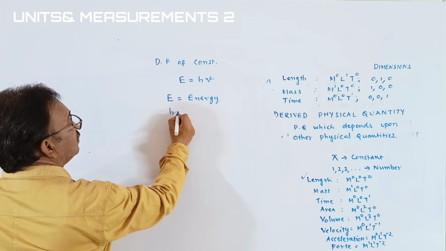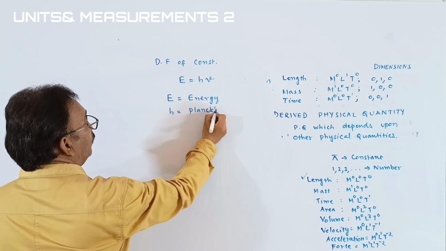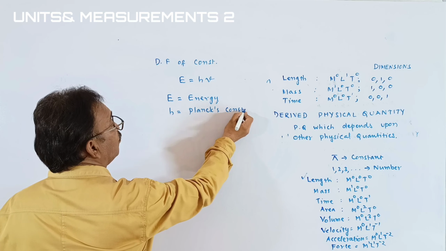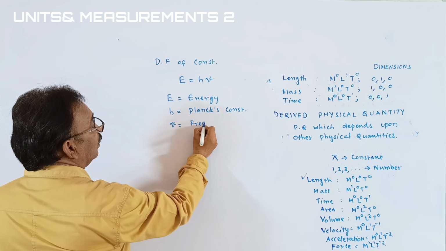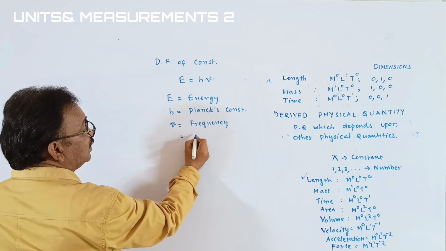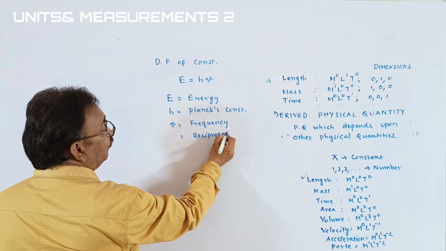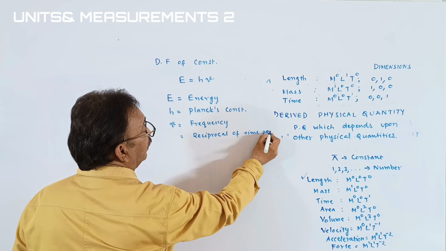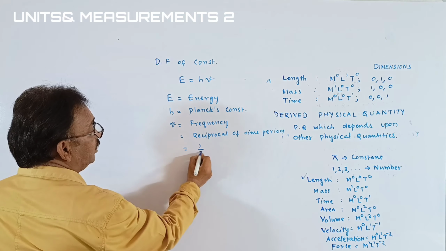H is Planck's constant. You will learn about this in coming studies, students. Planck's constant. And nu means frequency. What is the frequency? Reciprocal of time period, students. And you know that time period or time are the same. That means it is 1 by t.